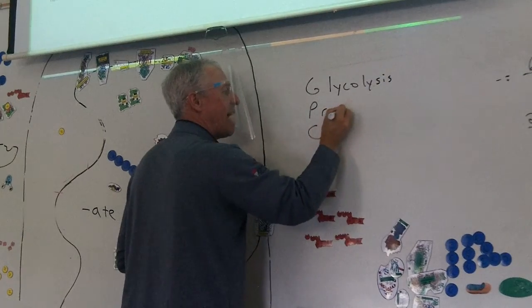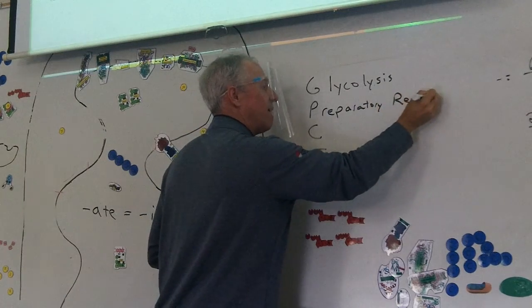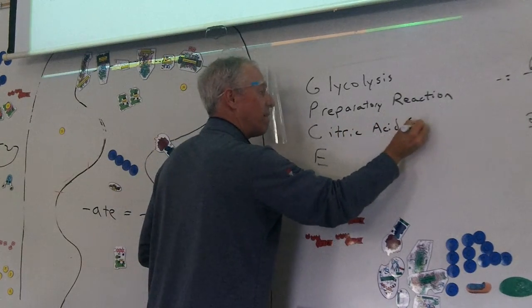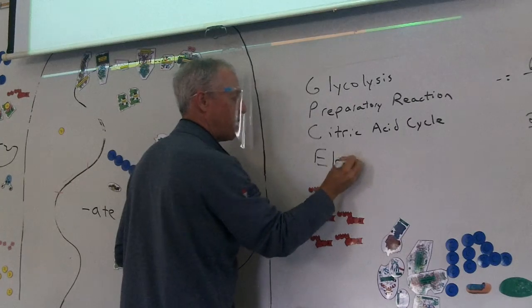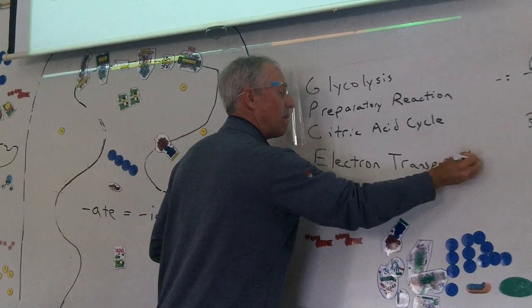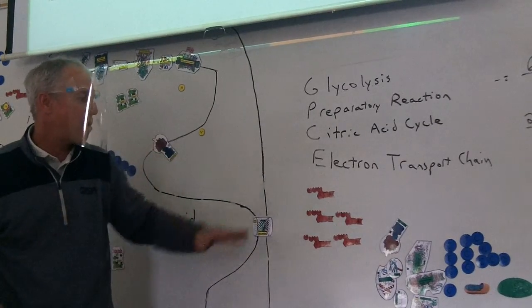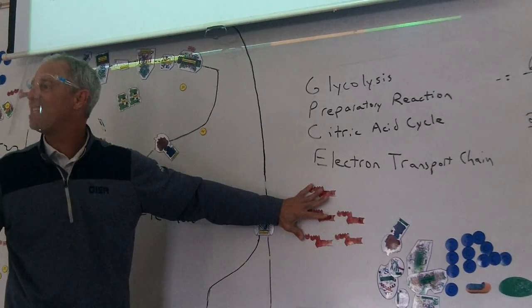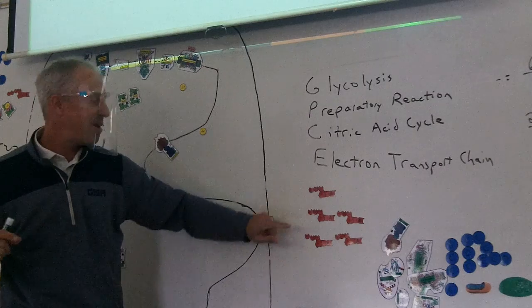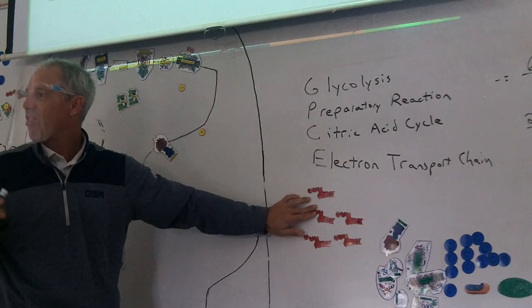the preparatory reaction, the citric acid cycle, and the electron transport chain. Four steps on the way to tearing glucose apart and making ATPs. Do you know how many ATPs we'll make for each glucose molecule we break down? 18. How many ATPs we'll put together from the energy of the breakdown of one glucose molecule? 9. 36.